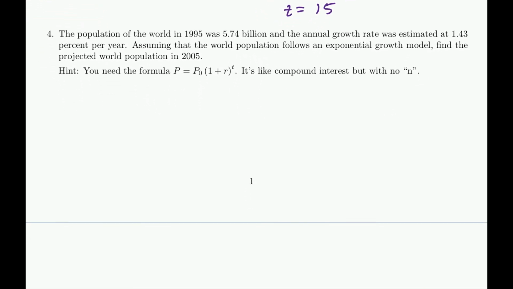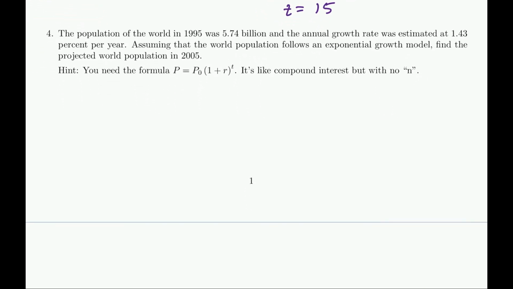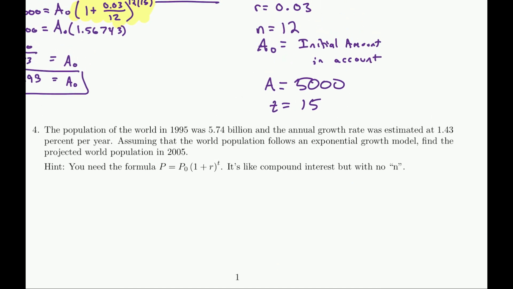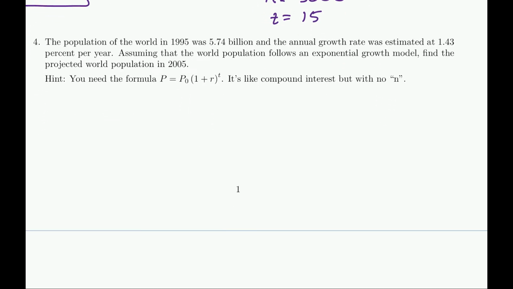Next question is going to be similar but easier. You'll notice that the formula for population growth here is like the formula for compound interest, but there's no n to worry about. So that makes it easier. So let's go ahead and get started here. In this case, we have P0, that's the initial population. They say 5.74 billion, but we can just write 5.74. The growth rate, so we still have an R, but it's a growth rate instead of an interest rate.